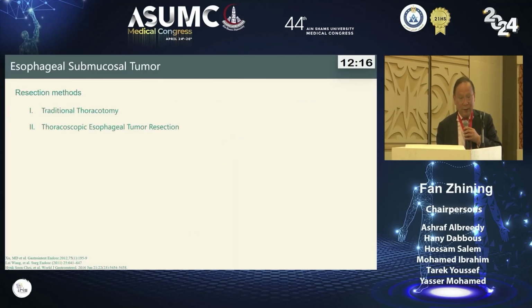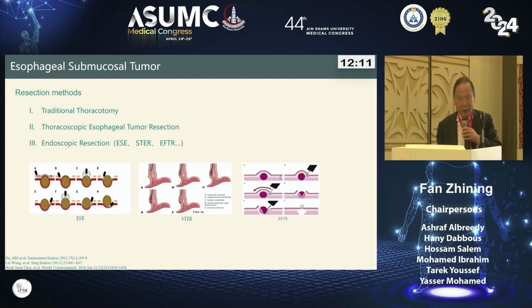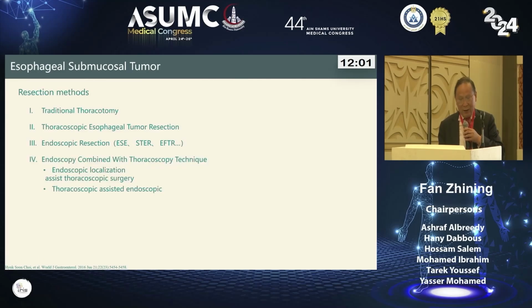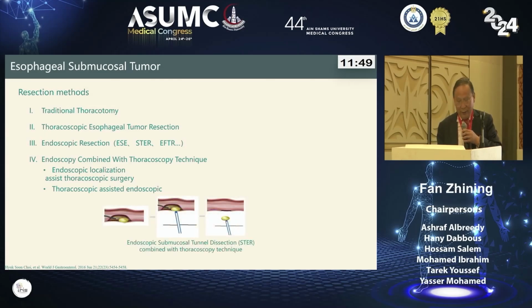The resection methods are traditional thoracoscopic esophageal tumor resection and endoscopic resection, ESE or EFR. Endoscopy combined with thoracoscope technology: endoscopy localization assists the thoracic surgeon, and the thoracoscope assists the endoscopy. Now there is endoscopic submucosal tunnel dissection combined with thoracoscope technology.